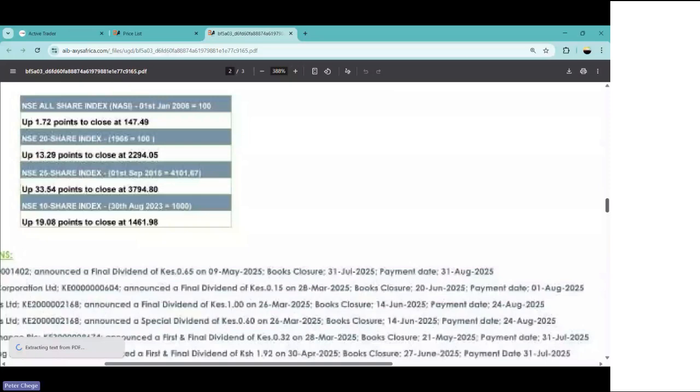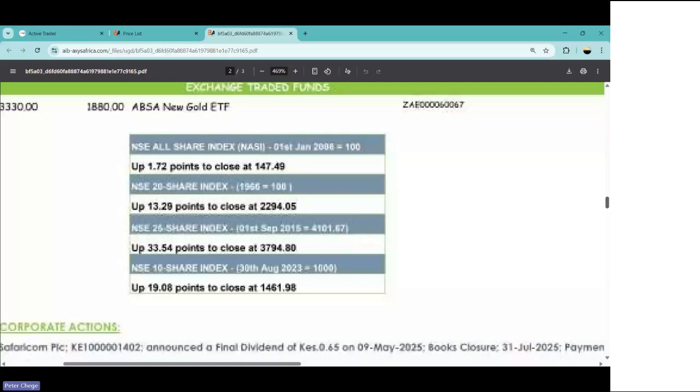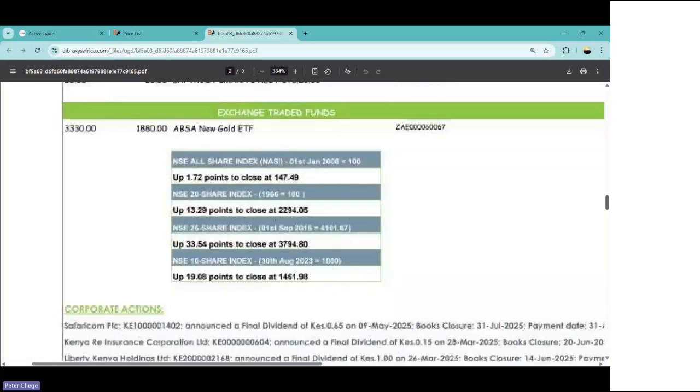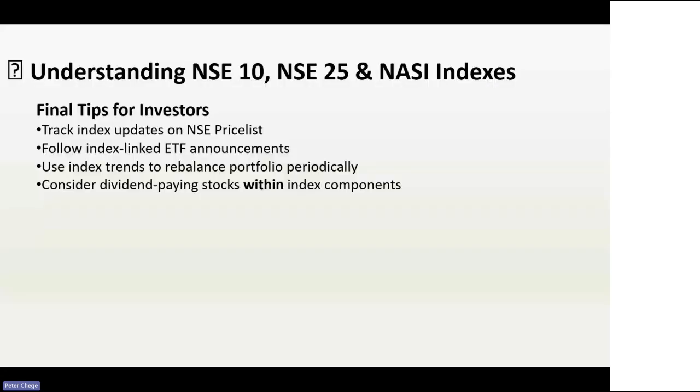It has the performance. I think it's not clear because of zooming. I had to zoom, but you can download these and check. So you have NAS is the first one. Then you have NSE 20, you have NSE 25, and you have NSE 10 shares. And also from our research reports, you don't need to go to the NSE website. Everything is on our website.